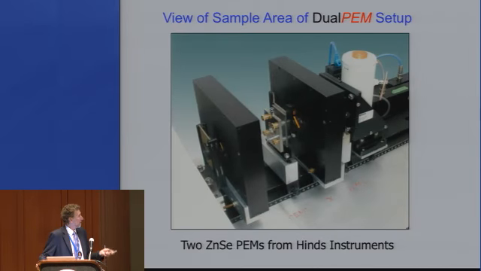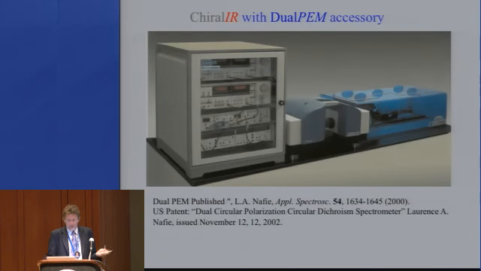So this is the dual PEM setup on a side rail. There's the sample cell and the liquid nitrogen-cooled MCT detector. This is the way it looked as a final commercial product with the dual PEM. You can see all the lock-ins and filters and PEM controllers.